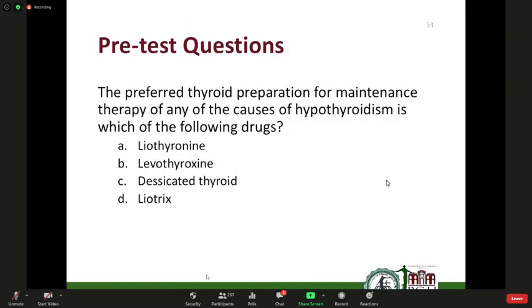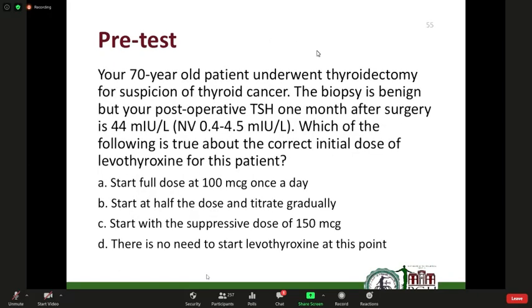So what is the preferred thyroid preparation for maintenance therapy of any of the causes of hypothyroidism? Liothyronine, levothyroxine, desiccated thyroid, or liotrix? Okay. 100% na yan, Franz. So thank you, everyone. Okay, last na ba to?